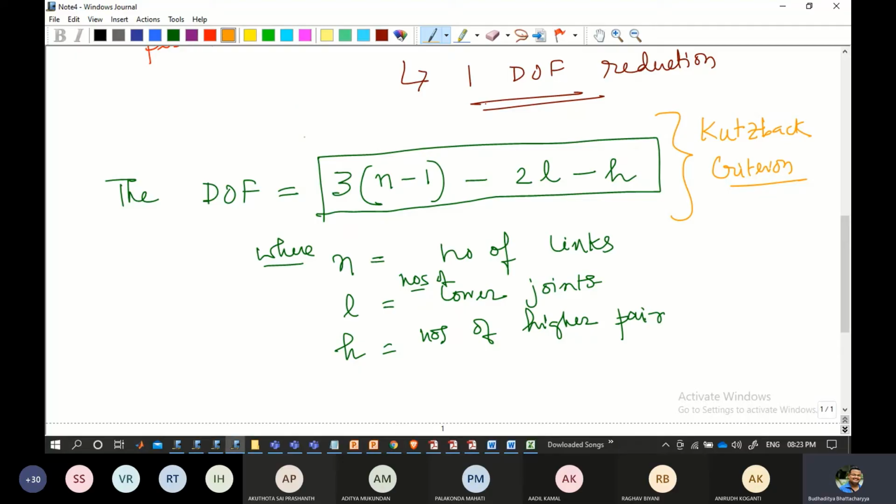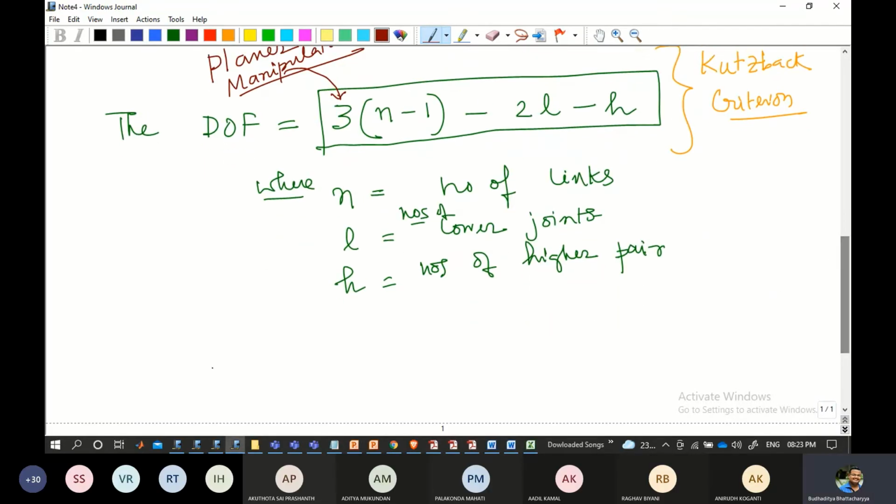Now you can observe why we have this 3, because this equation that you are referring to is actually for the planar manipulator. This is for the planar manipulator. That's why it is a 3. The same equation extends to the spatial manipulator as well. Now the spatial manipulator would look something like this, DOF. So if I write spatial, as we know, the spatial manipulator will always have 6 degrees of freedom.